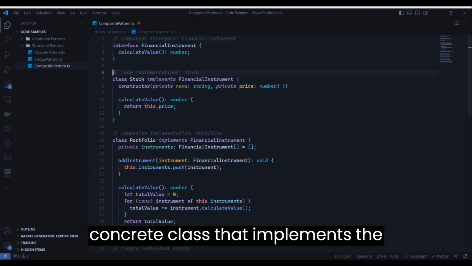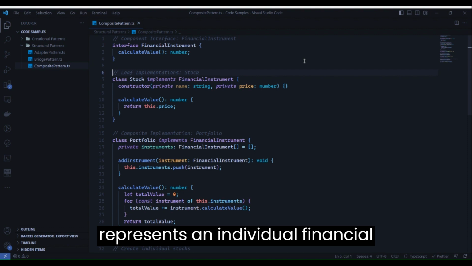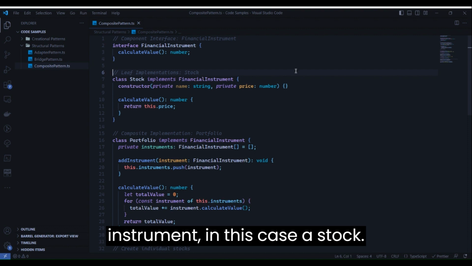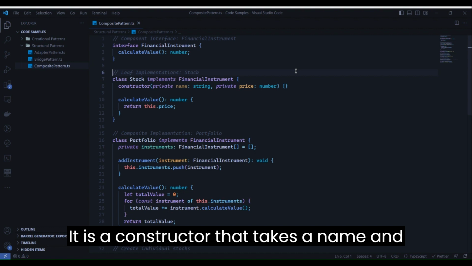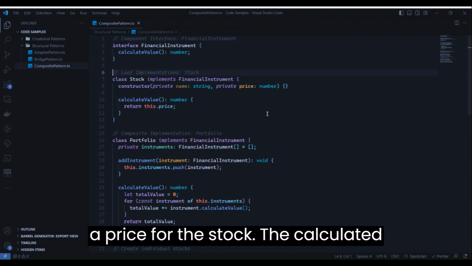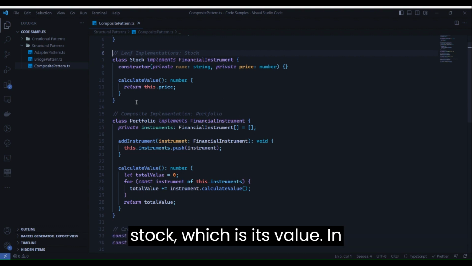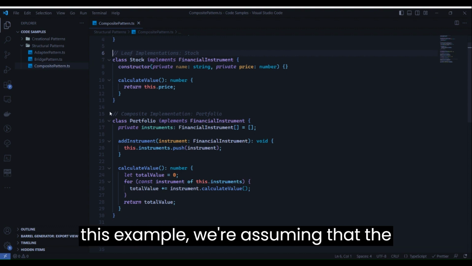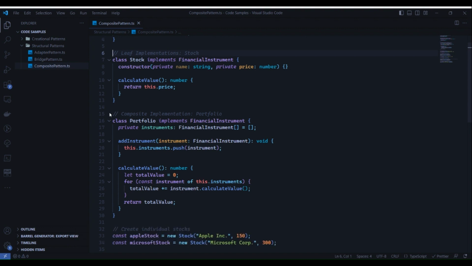Stock is a concrete class that implements the FinancialInstrument interface. It represents an individual financial instrument, in this case, a stock. It has a constructor that takes a name and a price for the stock. The calculateValue method returns the price of the stock, which is its value. In this example, we're assuming that the price represents the value of the stock.